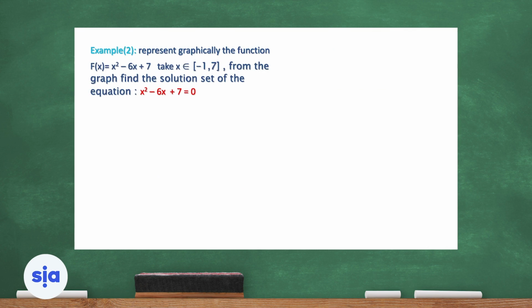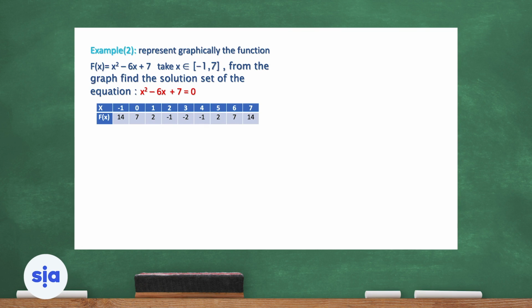Now let's go to example 2. If we have the function f of x equals x squared minus 6x plus 7, where x belongs to the interval that starts from negative 1 closed until 7 closed. So these are the values that we're going to put on the table of values. I will put x from negative 1 until 7. Let's do the table of values.